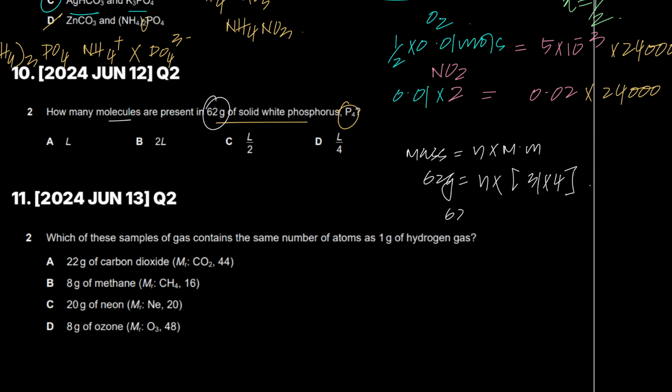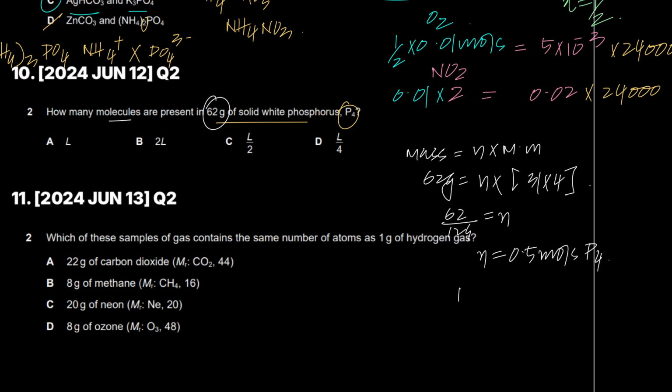It's 31, right? Phosphorus is 31. 31 into 4, I get 124. So 124 equals the molar mass. N is equal to 62 divided by 124, which is 0.5 moles. And so 0.5 moles of P4.